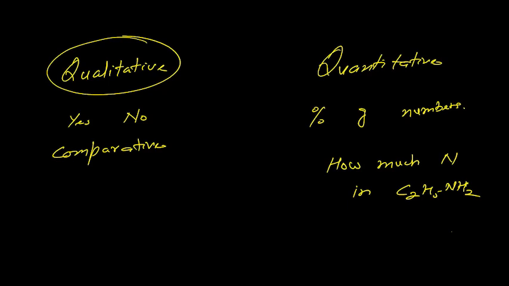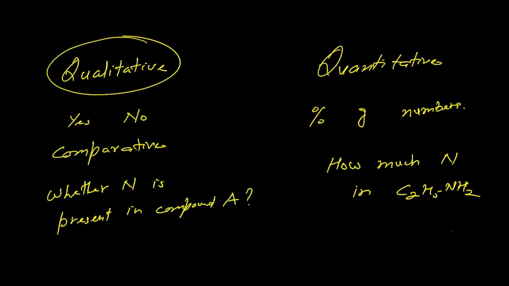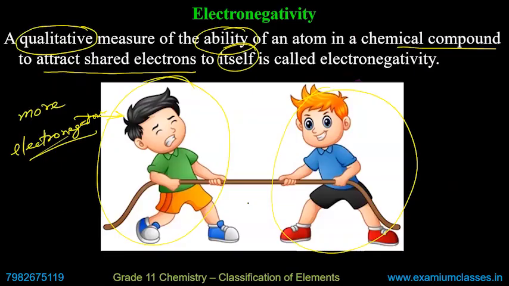That will be quantitative. But if we are talking about qualitative, we will say whether nitrogen is present in compound A. This will be qualitative analysis. We are not talking about how much, we are talking about whether it is present or not present. So the same thing we need to understand here also.